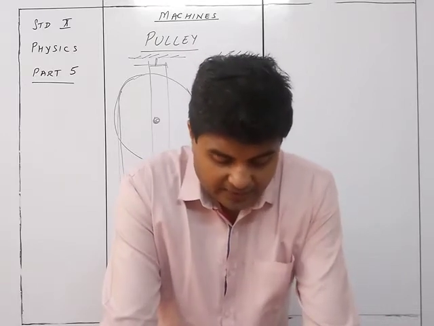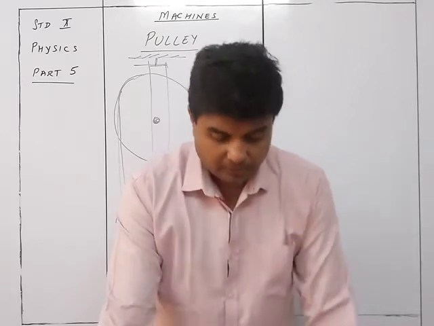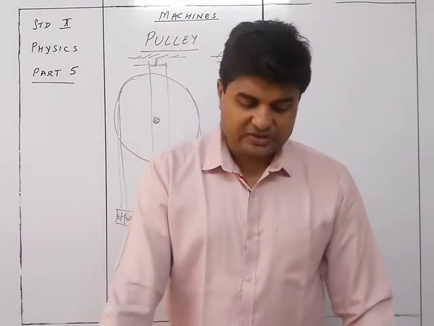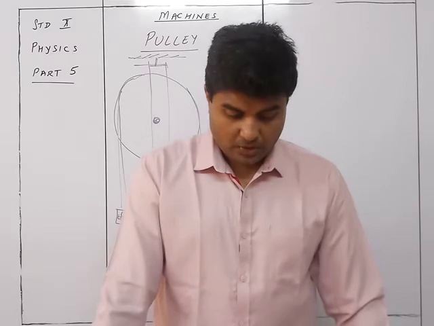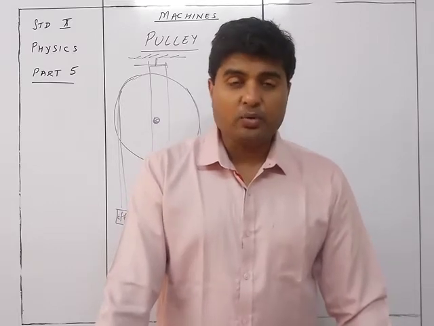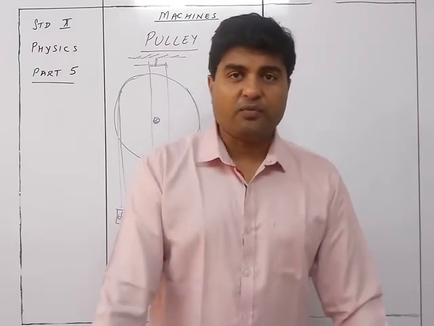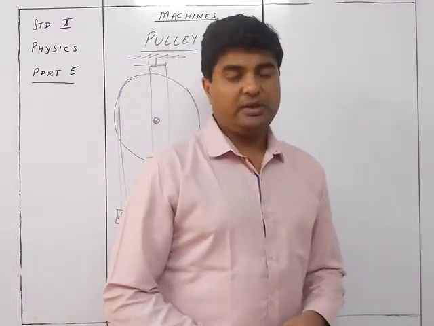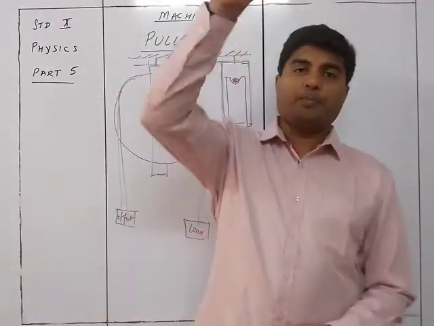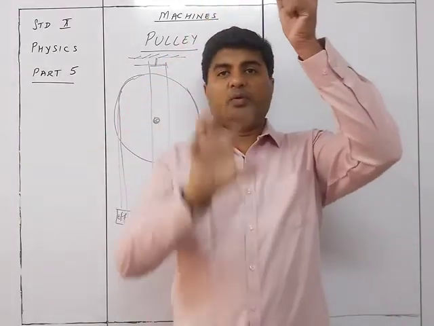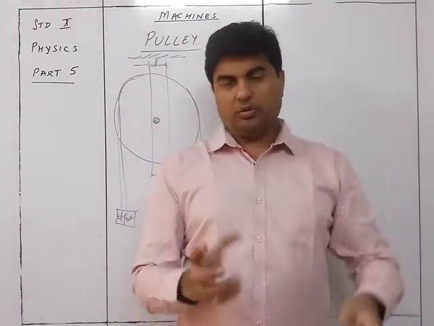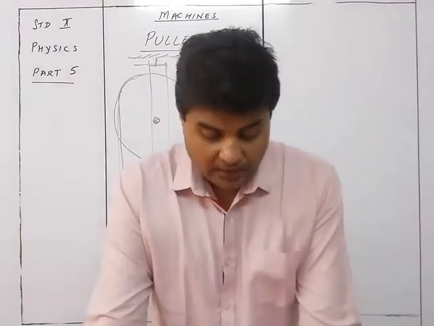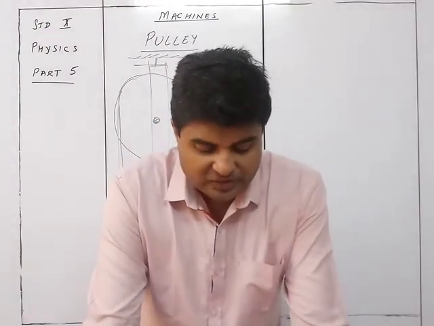A single pulley can be used in two ways: as a fixed pulley, keeping its axis of rotation unchanged, or as a movable pulley. So I can use a pulley in two ways. Either my pulley is going to be fixed at one point, or the pulley will be going up and down with the load. One will be a single fixed pulley, which keeps the axis of rotation unchanged.